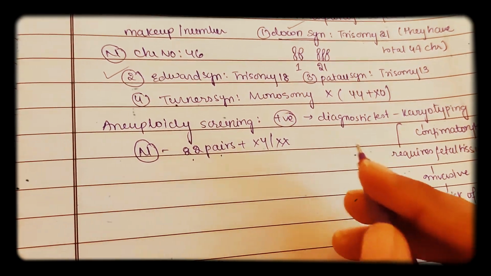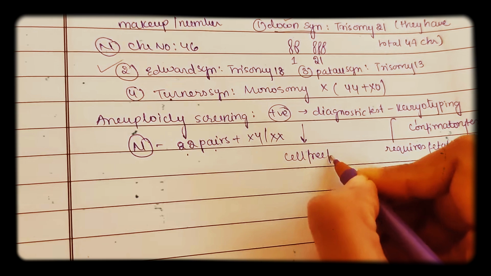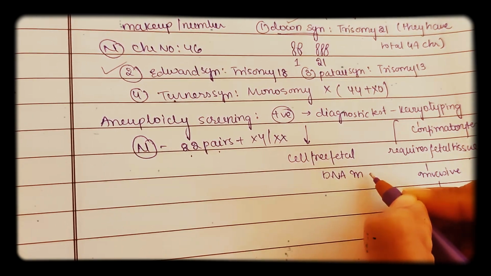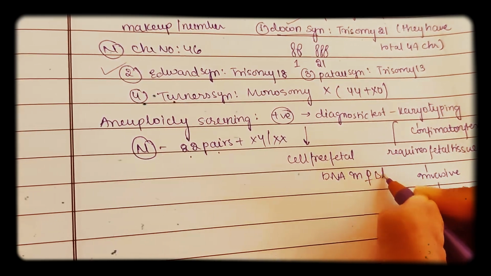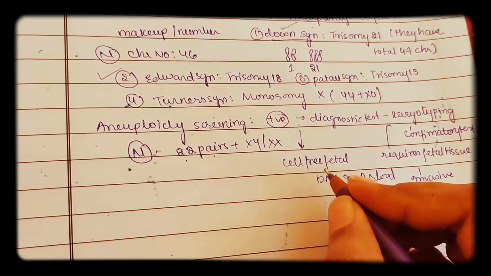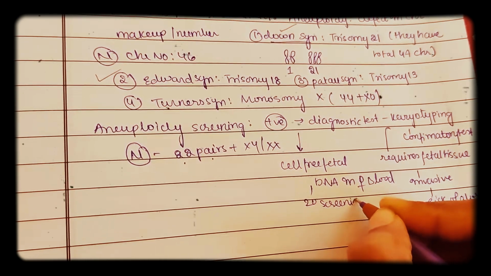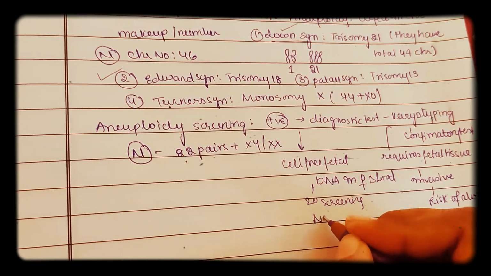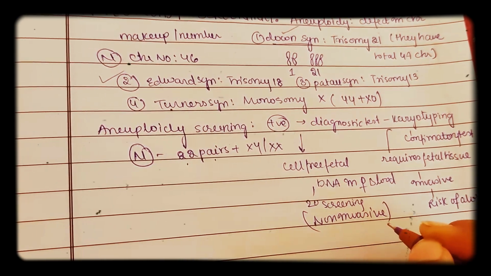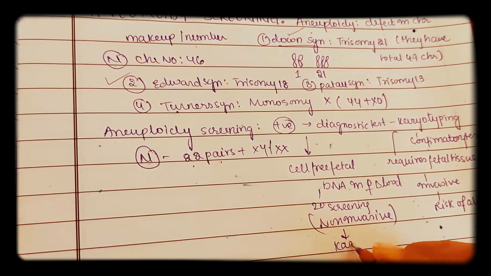But you have another type, that is cell-free fetal DNA in the mother's blood. It is a secondary screening. It is non-invasive, so this is better, with no chance of abortion, but it is very costly. If positive, then you can go for karyotyping.